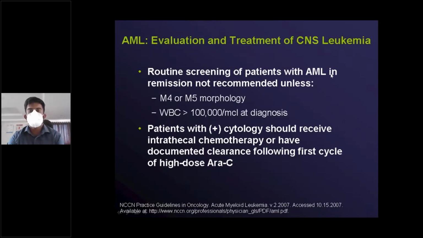However, routine screening of patients with AML in remission is not recommended unless M4 or M5 morphology is seen. M4 is myelomonocytic, M5 is monocytic. So if these are seen, then you can go for screening of patients with AML for any CNS leukemia. With a WBC count of greater than 1 lakh at diagnosis, you have to go for CNS leukemia monitoring. Patients with positive cytology should receive intrathecal chemotherapy or have documented clearance following the first cycle of high-dose cytarabine. You have to have documented clearance that there is no CNS leukemia.